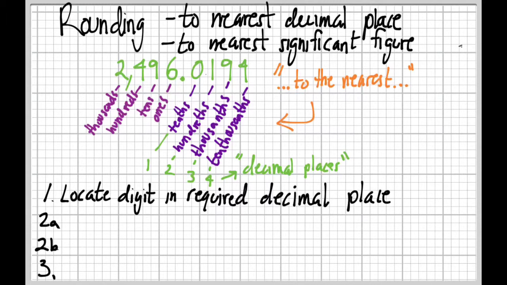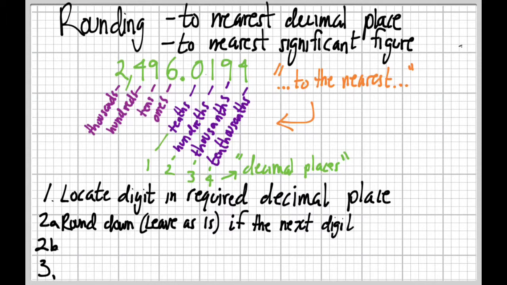Okay. The next step is to round. There's kind of a 2a and 2b. So you either round down, which means you just leave the number as is. So if we were rounding to the third decimal place, this 9, we would round it down because the next digit is 4. And if it was less, or 3 or 2 or 1 or 0, we would round it down. What that means is it just stays the same. Okay, so that 9, to round it down, it just stays as a 9.